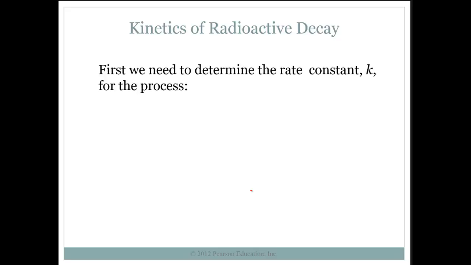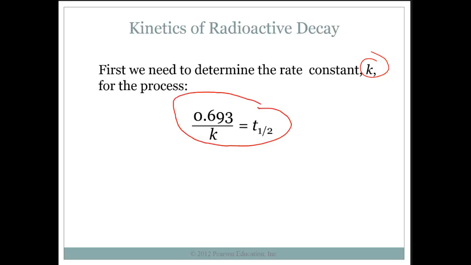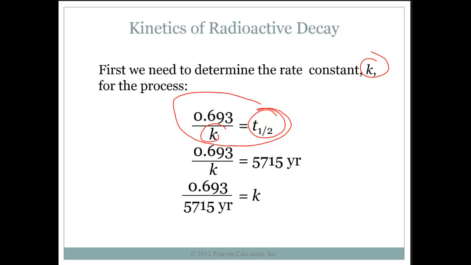So the first thing we need to do is figure out the rate constant, k, for the process. You may remember that radioactivity is a first order process. Therefore, the rate constant can be solved with this equation here. We can solve for k by plugging in the t of 1/2 and then rearranging to solve for k. By doing this, 0.693 divided by 5715 is equal to 1.21 times 10 to the negative 4. Now we're going to take this value and plug it into the integrated rate law.